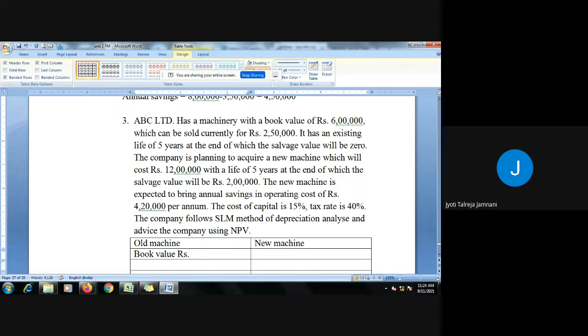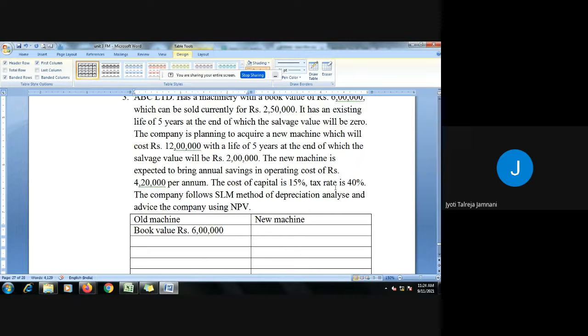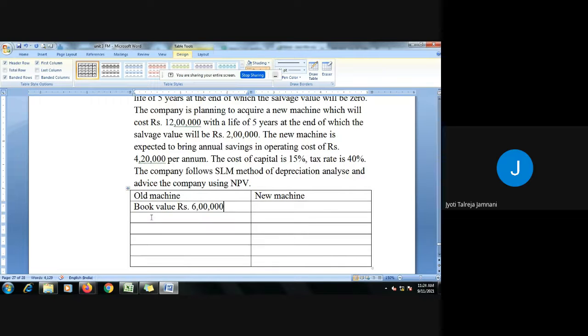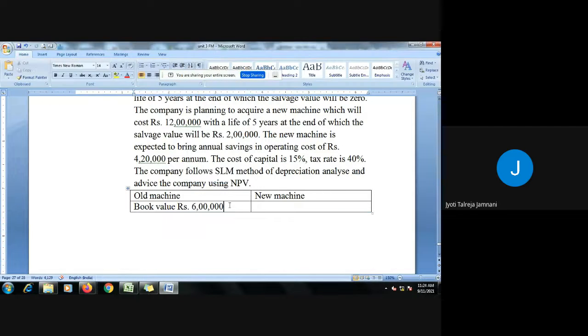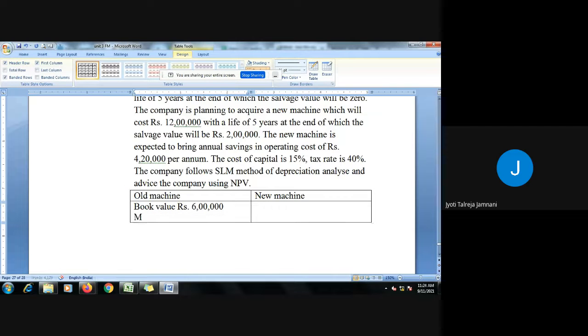Book value is rupees 6 lakhs, which can be currently sold at rupees 2 lakh 50,000. Or you can say the market value is rupees 2 lakh 50,000. So if we sell it, we will recover 2 lakh 50,000 today.